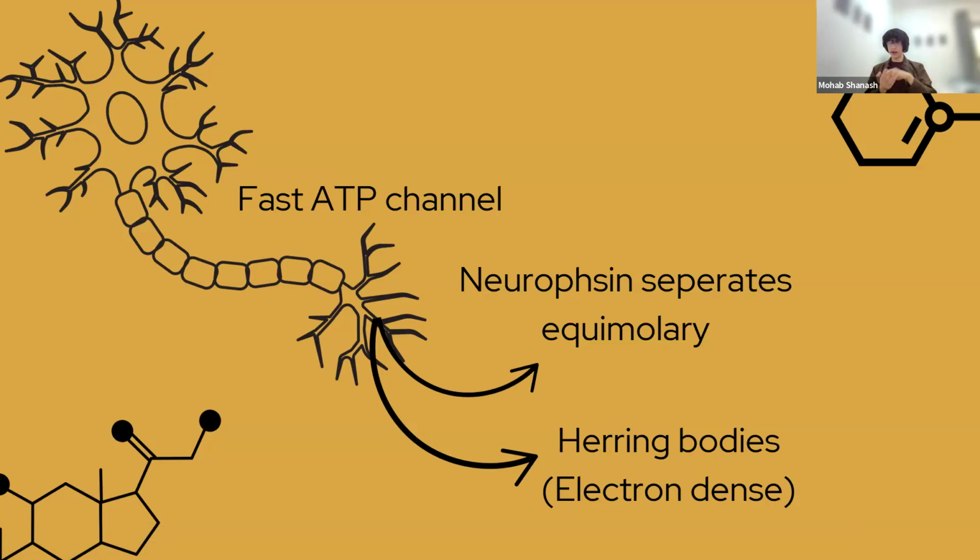Now, after they're separated, your hormone gets stored within the Herring bodies. Your Herring bodies are electron dense bodies at the axon terminal, where your hormones are stored until they need to get released. How do they need to get released? They need to get released by calcium.